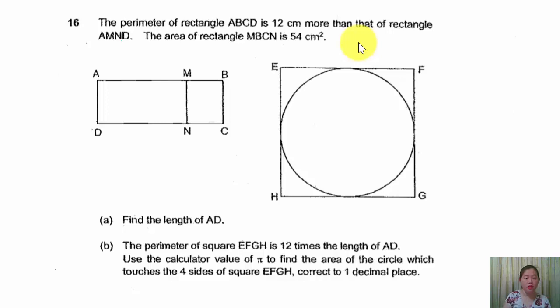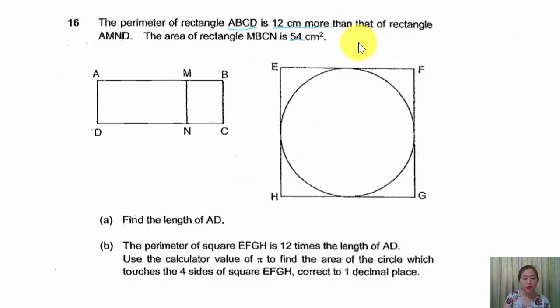Question 16. The perimeter of rectangle ABCD is 12 cm more than that of rectangle AMND. The area of rectangle MBCN is 54 cm squared.